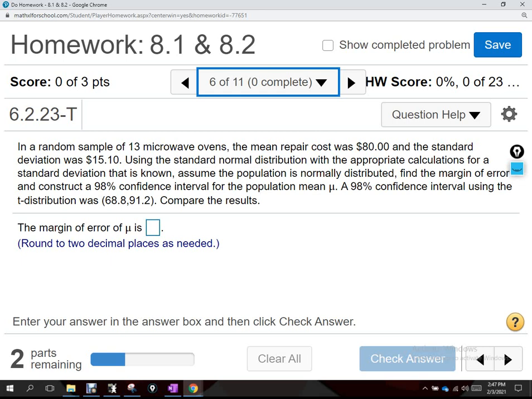But as we continue to read, a 98% confidence interval using the t-distribution was this. Do I use the t-distribution with this information here? It's just going to generate that again, isn't it? That's fine. So they want you to use the z-distribution here, so you generate a different interval than that. What they're trying to say is that because you use the z-distribution, the interval is going to be narrower than that interval right there.